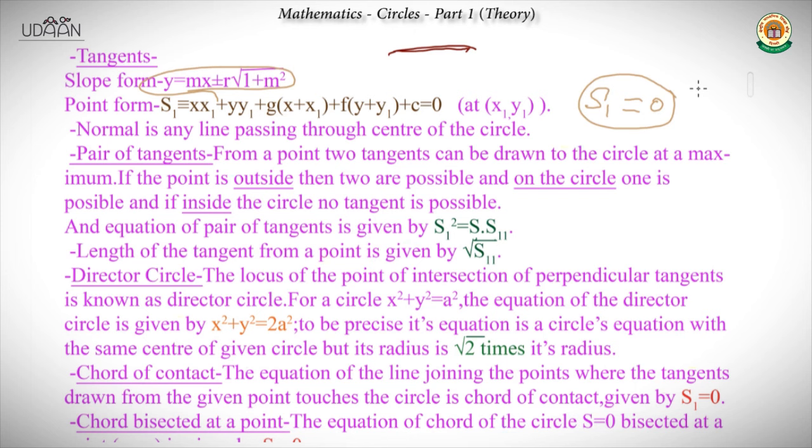Now you might be thinking, what is S12 equals 0? In S11 equals 0, we knew that S11 equals x1 square plus y1 square plus 2gx1 plus 2fy1 plus c equals 0. But in that case, we replace x by x1.